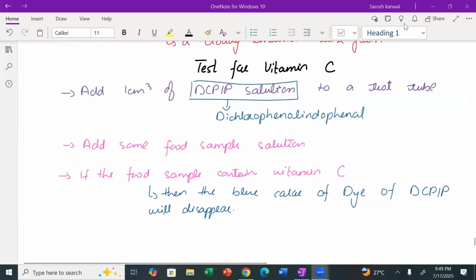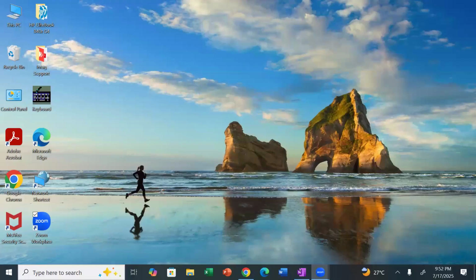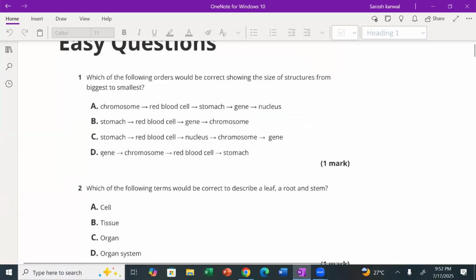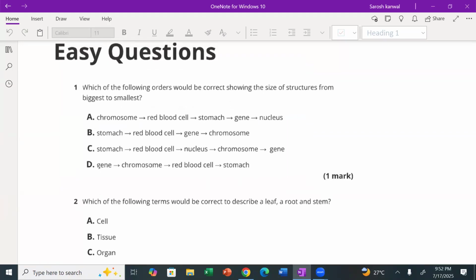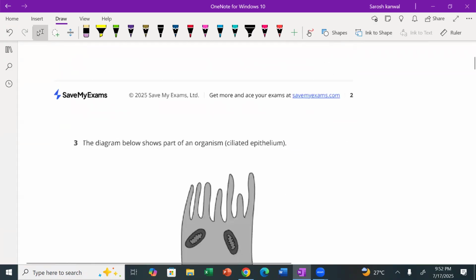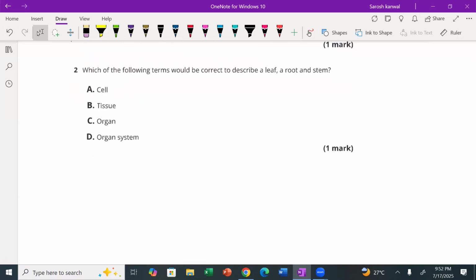Yes, ma'am. Sam, have we covered all the practicals? Okay. Which of the following orders would be correct showing the size of structures from the biggest to smallest? What do you think? I'll ask you, C. Okay. According to you, that is C. That is correct. I'll ask you one by one, and then you have to give me the answer. This is just for your practice.